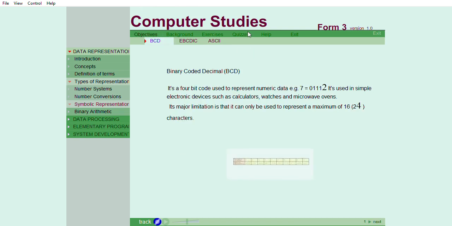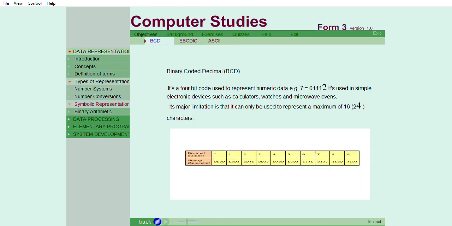Binary coded decimals, BCD. It's a 4-bit code used to represent numeric data. For example, 7 is equal to 0, 1, 1, 1 to the base of 2. It is used in simple electronic devices such as calculators, watches, and microwave ovens. Its major limitation is that it can only be used to represent a maximum of 16, which is 2 to the power of 4, characters.